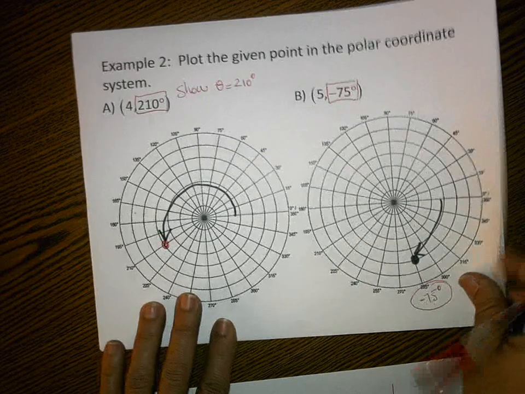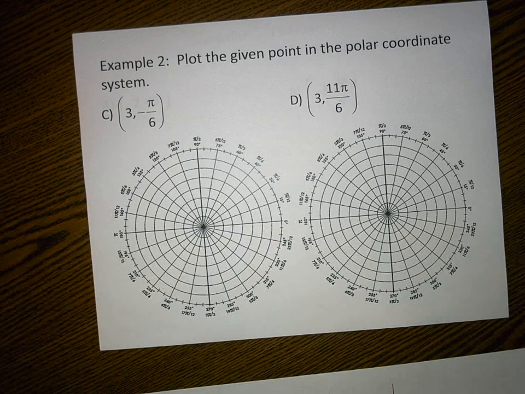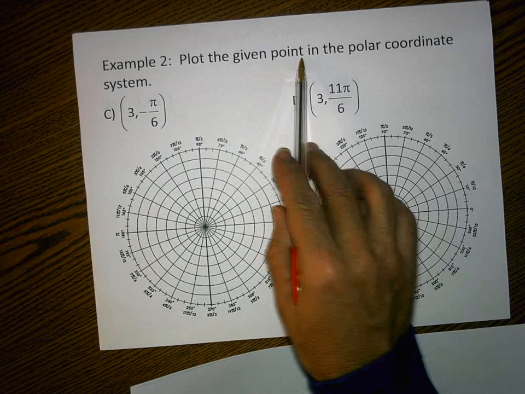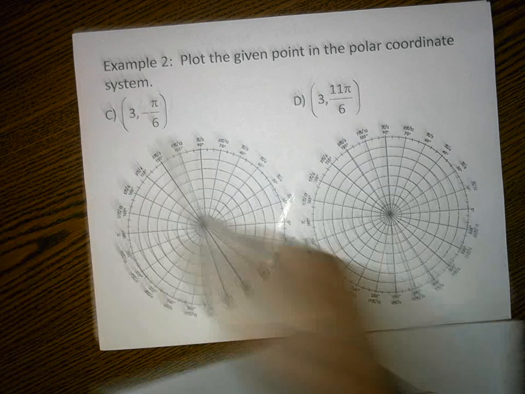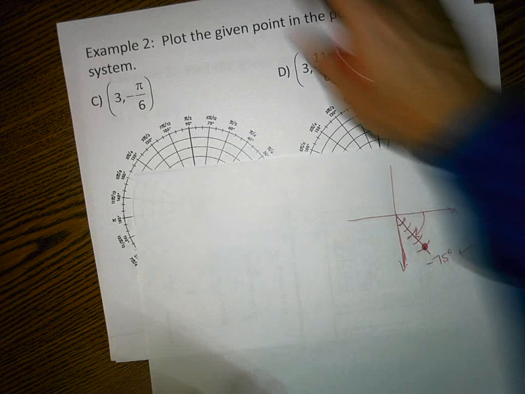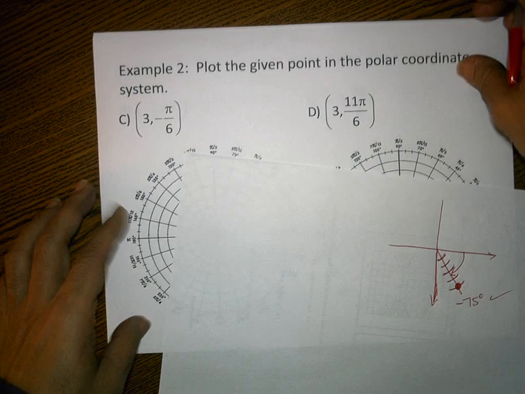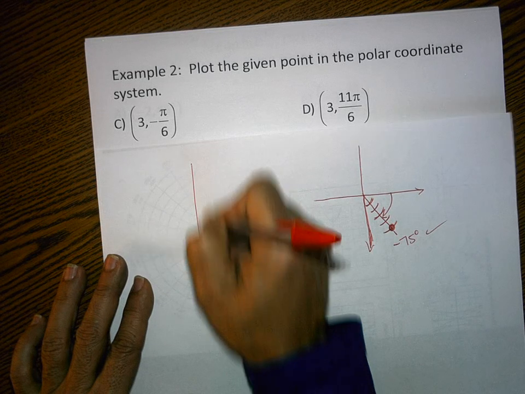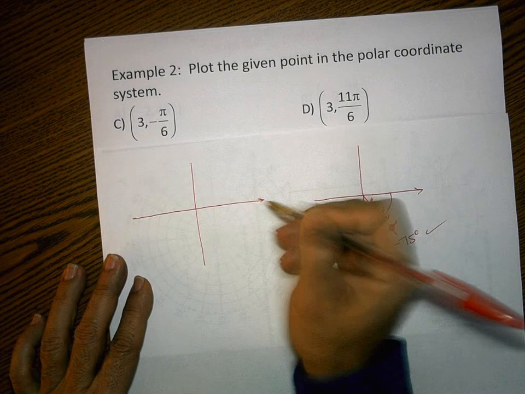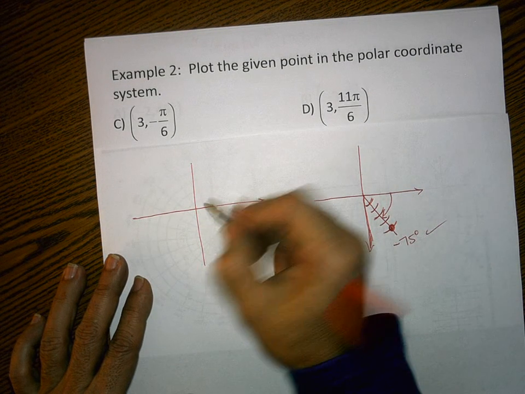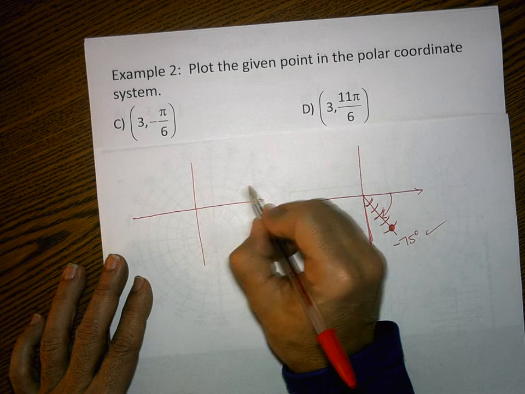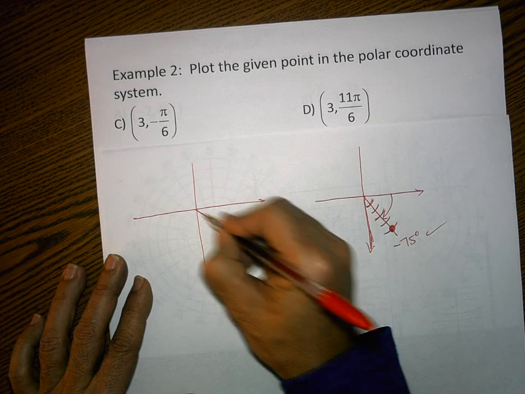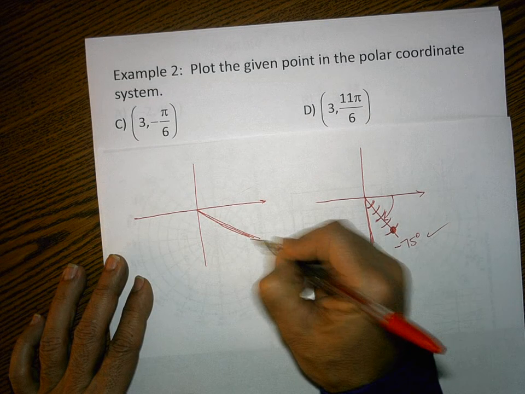All right, let's do a couple more just to practice. Let's do example 2, plot the given point in the polar coordinate system. So here we go. Let's go ahead and do it on a clean paper instead of the grid. It makes it a lot better. Here we go. So negative pi over 6. Let me put the polar axes. Negative pi over 6. Well, I know that pi over 6 is right here at 30 degrees. So let me just roughly put it right here. It's not accurate. Again, it's not accurate, but here we go.